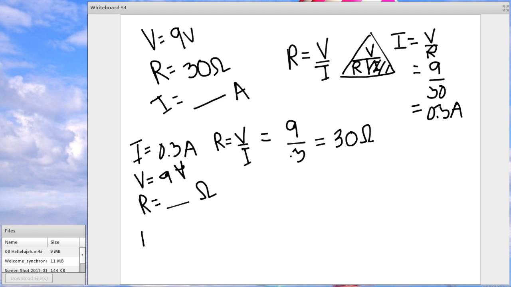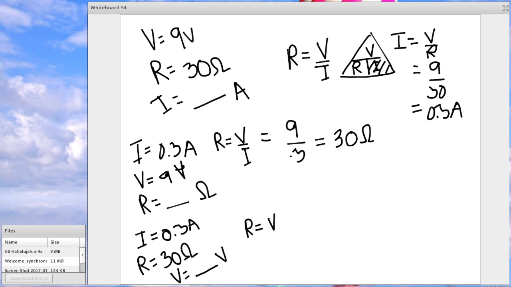Okay, let's try this one more time. Let's say that we have a current of 0.3, and that we have a resistance of 30, and we want to know our voltage. So we know that our voltage should be 9, because that's what it was in the previous problem. I'm using the exact same numbers on purpose, because I want you guys to see that we're getting the right answer.